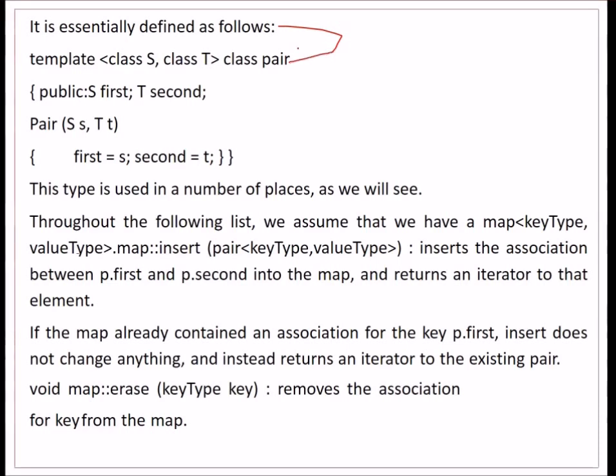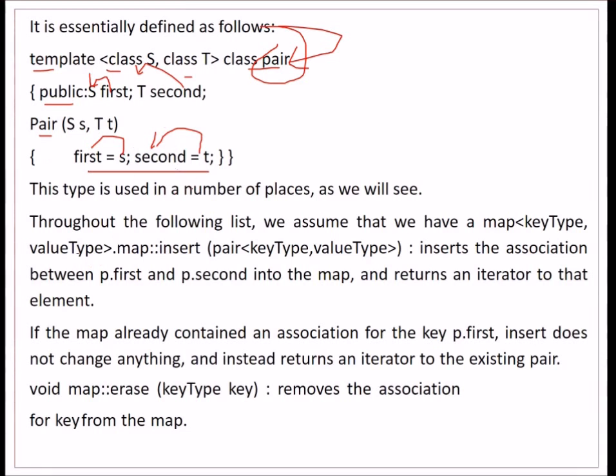Let me define that particular thing. You have a template. The template is a framework, a base into which you can insert, and it is reusable. So for the template, you have two classes, class S and class T. These are in the class pair. Say you have first as an object of S, and second as an object of T. Then you make a function passing these S and T objects, and you are assigning S to first and T to second. So actually what you are doing is initializing.